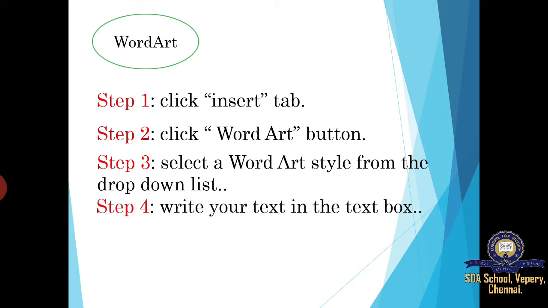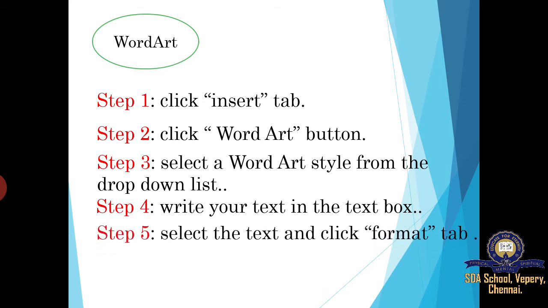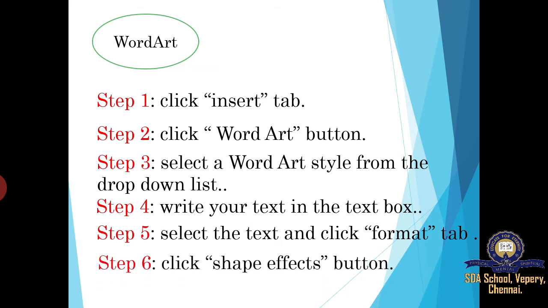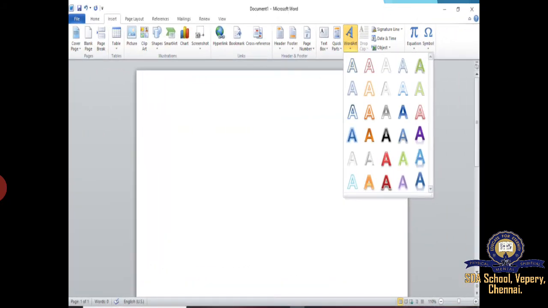Then we click any one of those styles, and it asks you to write your text in the text box. Then select the text and click the Format tab, then click the Shape Effects button. We can also change the text with shape effects. In the Insert tab, there is a Word Art button. When we click on Word Art, it shows many styles in that drop down list.